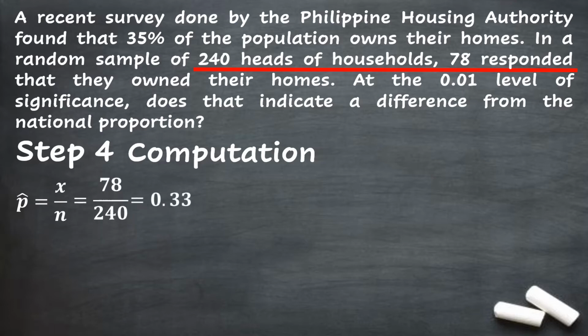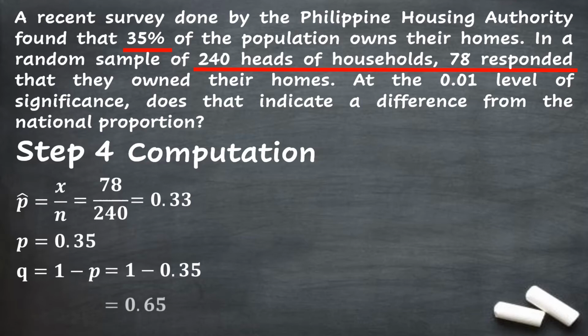Just like what we did with the previous problem, we have to rewrite the fraction form into its decimal form so that we can solve easily. So 78 divided by 240, the answer is 0.33. Again, you have to round off to two decimal places. Next is the population proportion, which is equivalent to 0.35 in this problem. Next is the value for the Q with the formula 1 minus P. Substituting the value of P, we will have 1 minus 0.35. Simplifying, the value of Q is 0.65.